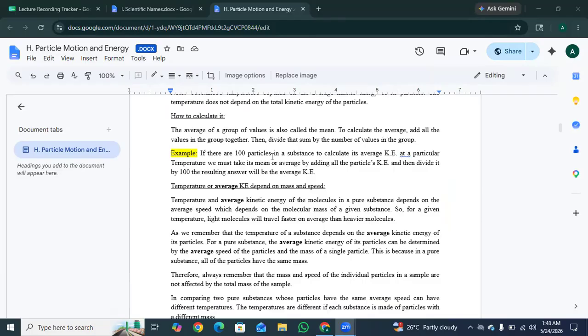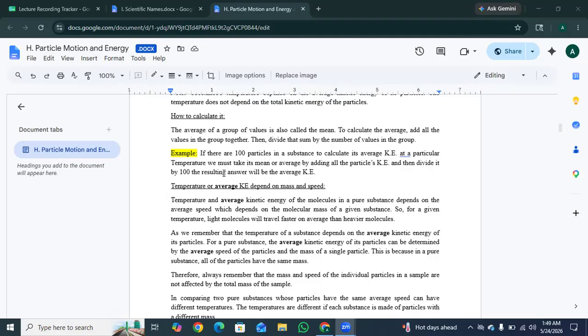The average of a group of values is also called the mean. To calculate the average, add all the values in the group together, then divide that sum by the number of values in the group. Okay? For example, if there are 100 particles in a substance, to calculate its average kinetic energy at a particular temperature, we must take its mean or average by adding all the particles' kinetic energy and then dividing it by 100. The resulting answer will be the average kinetic energy.